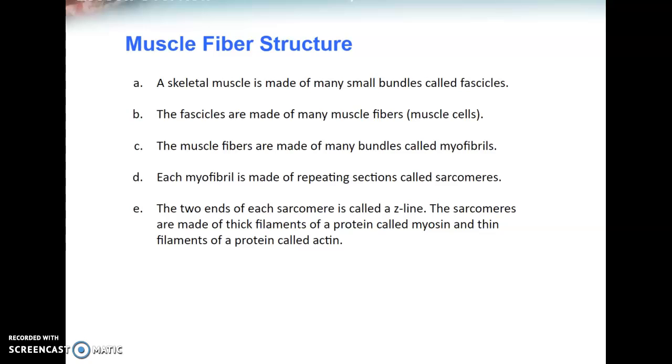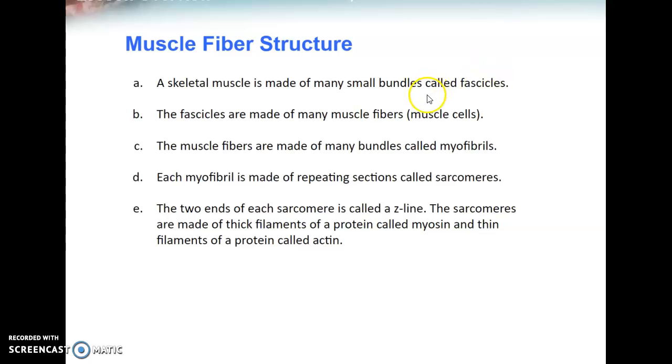So a muscle fiber is nothing more than another name for a muscle cell. We're talking about skeletal muscles here, and I should say that. Skeletal muscles can be very big, and we call that muscle cell a muscle fiber. So we're talking about the cell of a muscle, what's going on in it.